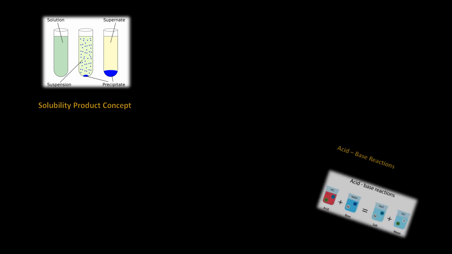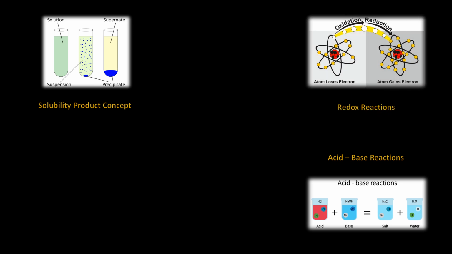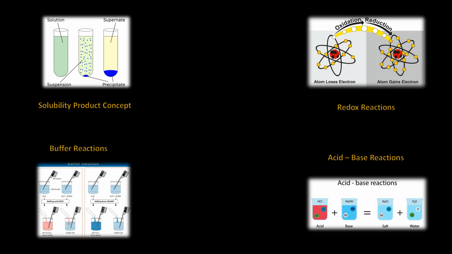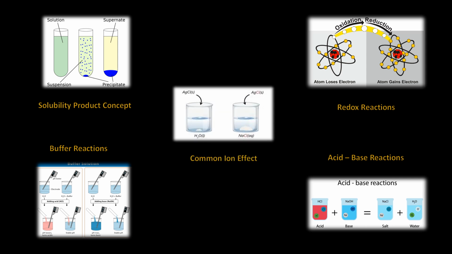The separation scheme that I am going to introduce you to is qualitative and is based on different chemical principles involving the solubility product concept, acid-base reactions, redox reactions, which involve the reduction and oxidation of species, buffers, and the common ion effect, all of which will be discussed in future presentations within this series.